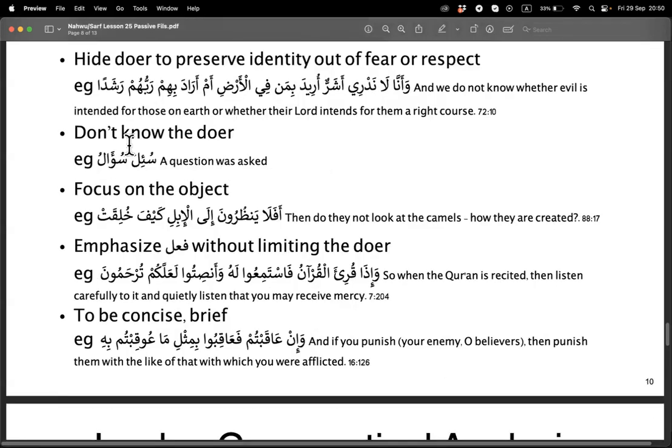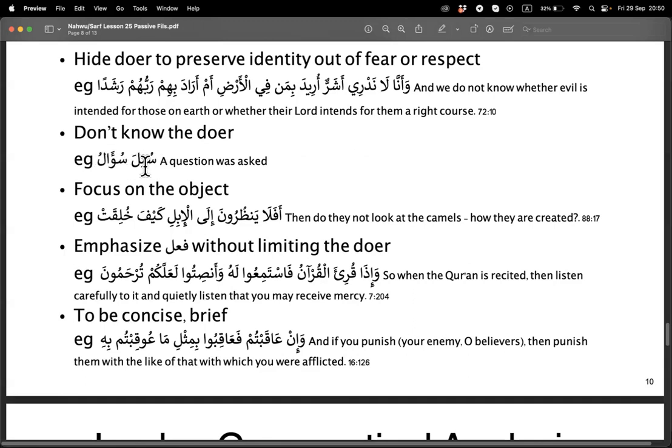Then we don't know the doer. So for example here, su'ila su'al. So where is our fi'il majhul? This one, su'ila. Yes. What kind? Madi or mudari? Su'ila. This one I believe is madi, and then the naibul fa'il is outside of the su'ila, is su'alu. Yes, exactly. So a question was asked. You don't know who asked the question, right?